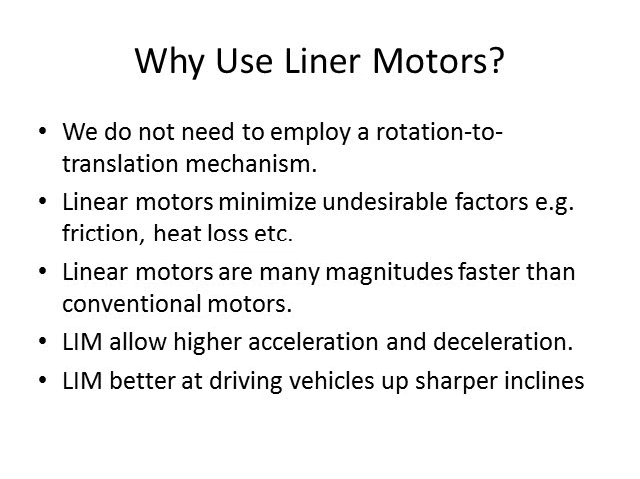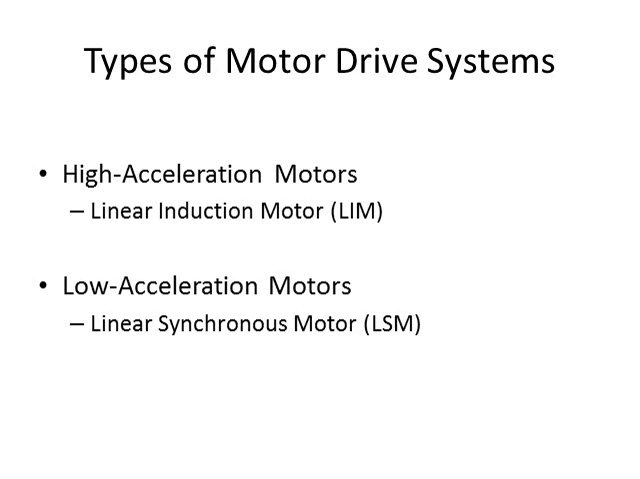Linear induction motors are known for allowing high acceleration and deceleration, and they're also much better at driving vehicles up sharper inclines. This is again largely possible due to linear motors not using wheels and depending on friction like a conventional drive system. The main types of motor drive systems are the high acceleration motors and the low acceleration motors. The most popular variety under high acceleration motors is the linear induction motor, or LIM, and the most popular form under low acceleration motors is the linear synchronous motor, or LSM.